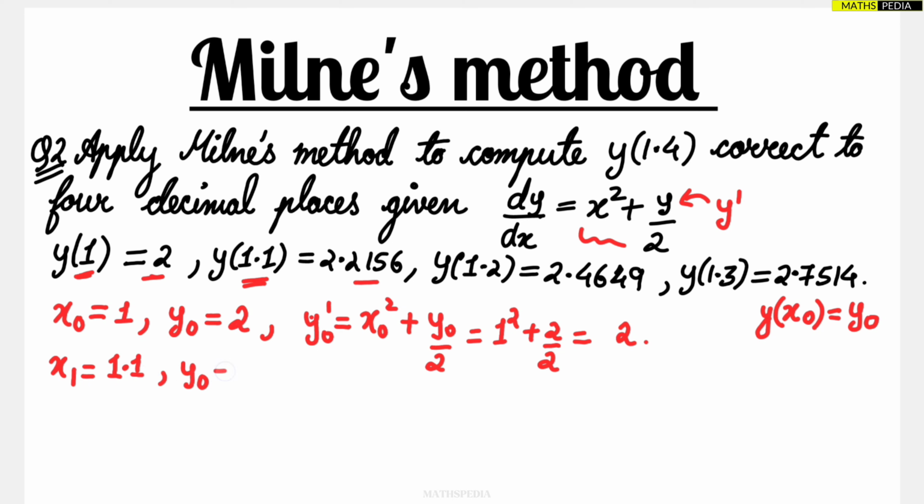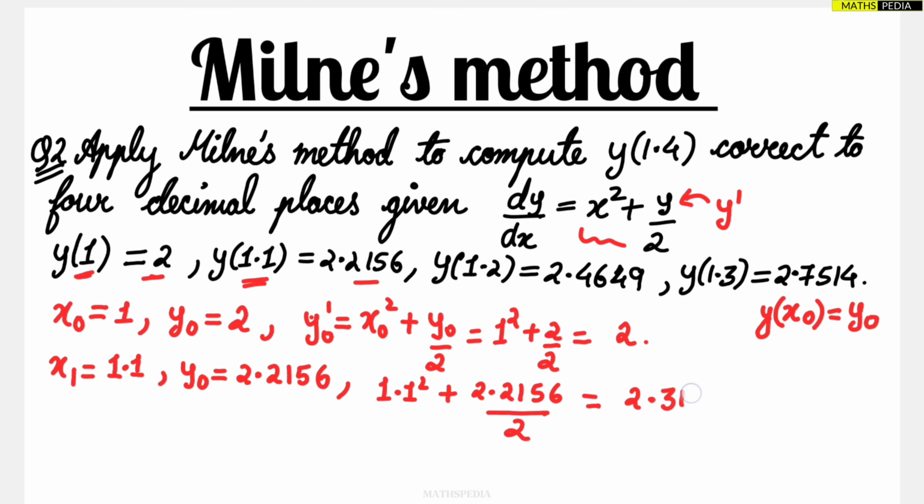So what is the corresponding y value? It is 2.2156. Now again the same thing we are going to apply. Directly I am not writing x1 square plus y1 by 2 or like that, directly we will put the values. In place of x we put 1.1, so 1.1 square plus 2.2156 by 2, which is equal to how much are we getting? 2.3178.